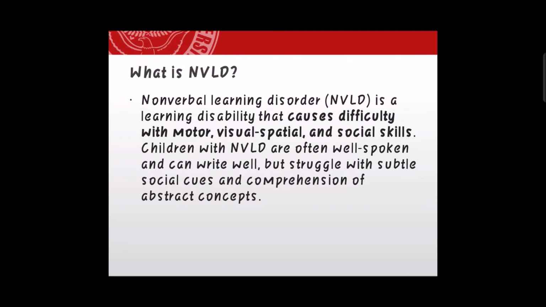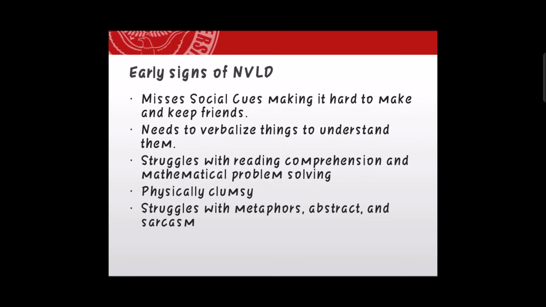Visual spatial is our ability to comprehend things in what we see. And social skills are our ability to interact with other people. Children with NVLD can speak well and can write well, but they struggle with subtle social cues and comprehension of abstract concepts. Here are the early signs of NVLD.